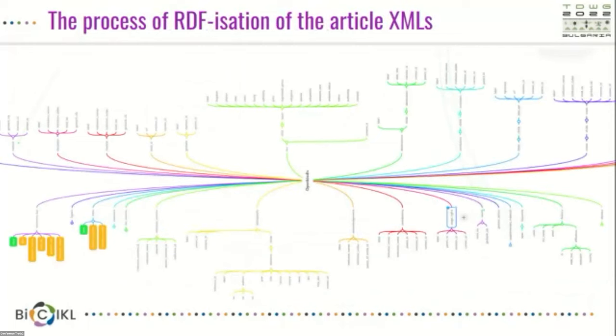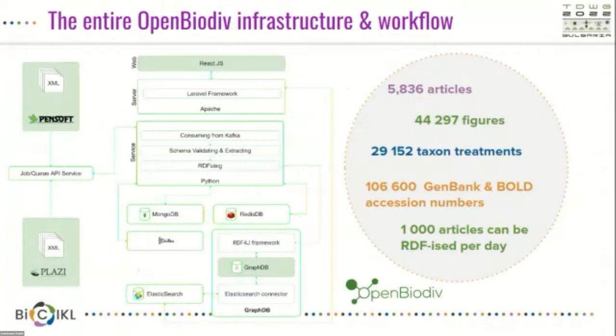This is the schema of the different links which are created during the RDFization process of the XML articles. So as you can see, there are a lot of links that could be registered in the Open BioDiv. So the rebuilt version, this is the schema of the entire new infrastructure.